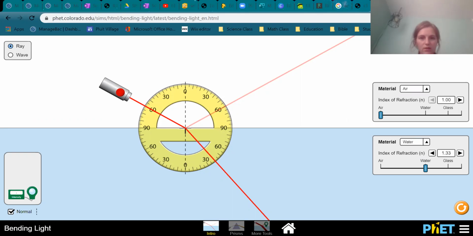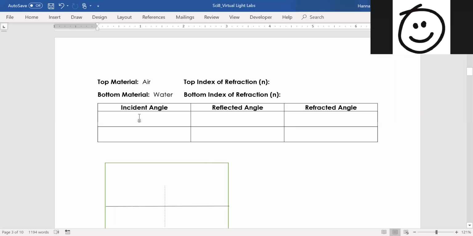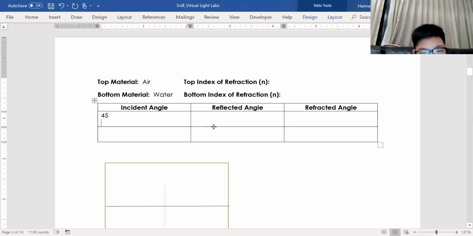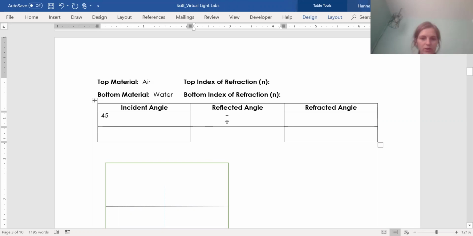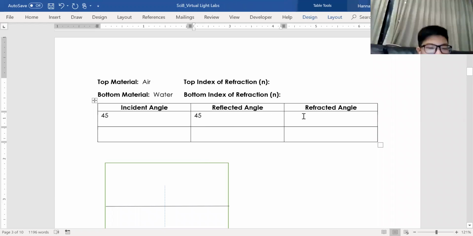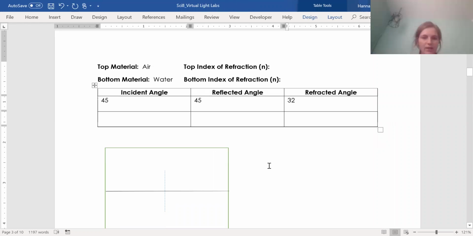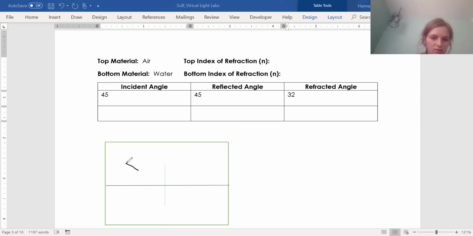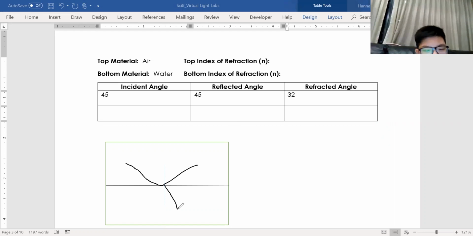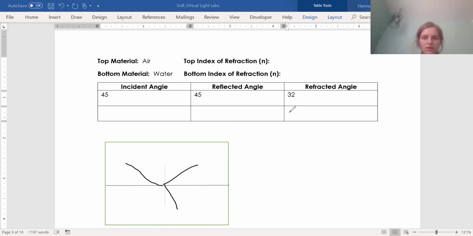So like, if your incident angle was 45, so reflected would be... So we need to do 2 different degrees for each? Oh, yeah, I was confused about why there were 2 boxes. And what's that big box for? Draw. Oh. Yep, and then you could label the thing.